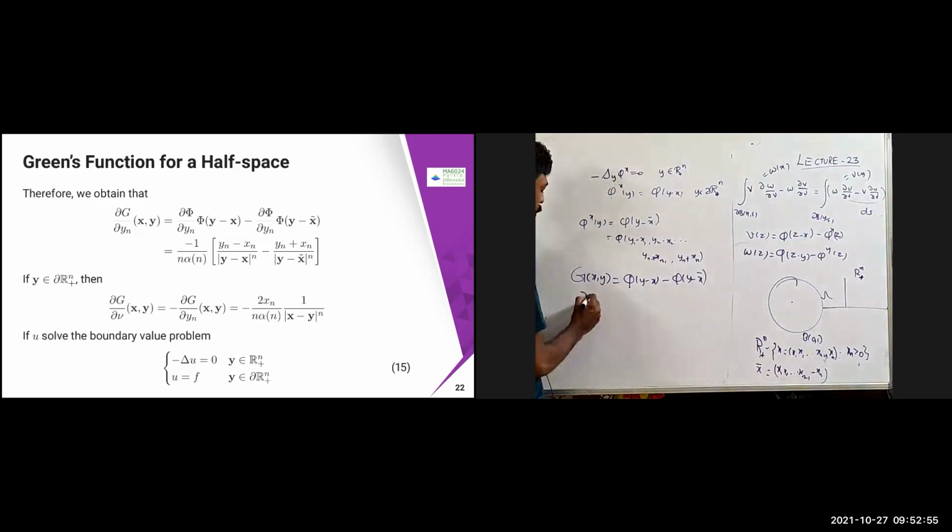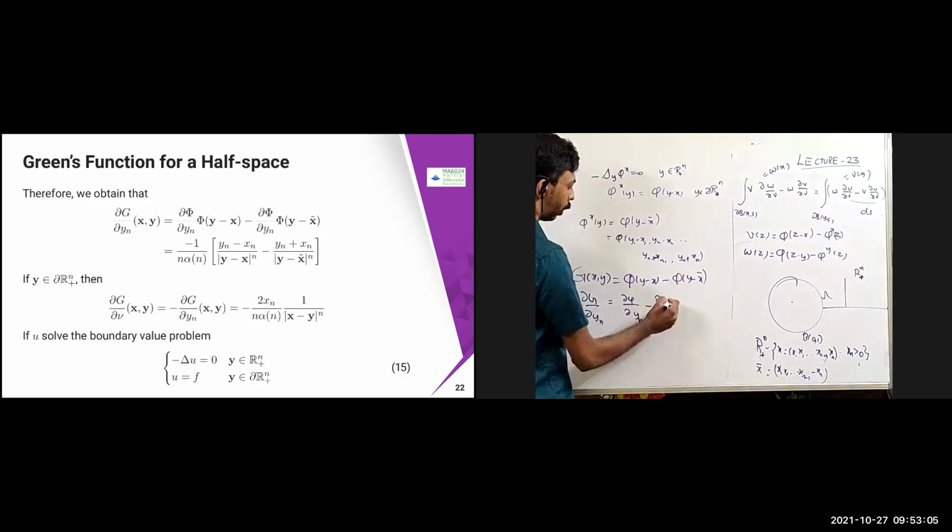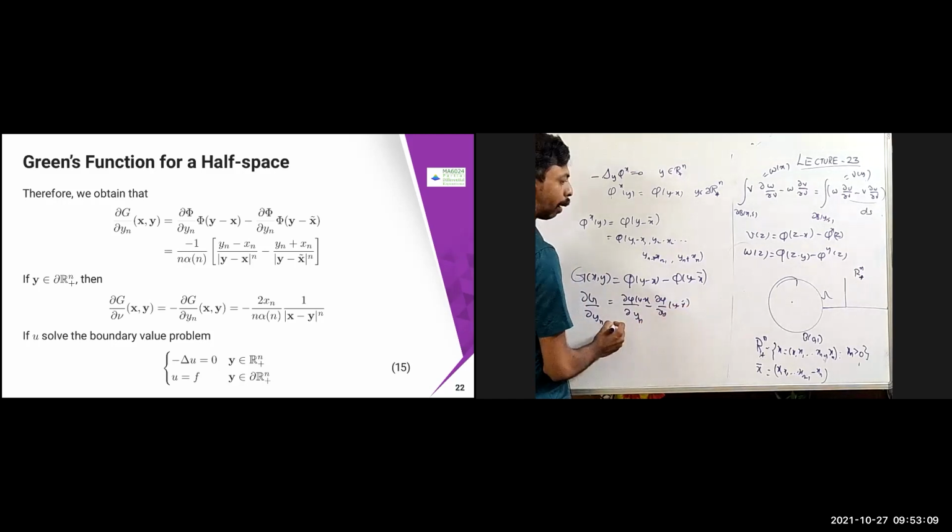So if you find your ∂G/∂yn, this is the one which you got to use for the representation formula. That is going to become ∂Φ/∂yn minus ∂Φ/∂yn is going to come here. So this is y minus x and this is y minus x bar. Now apply that definition of this ∂Φ/∂n.